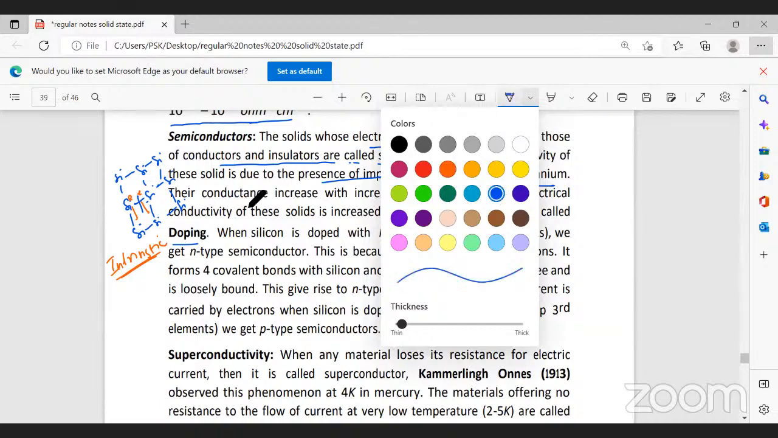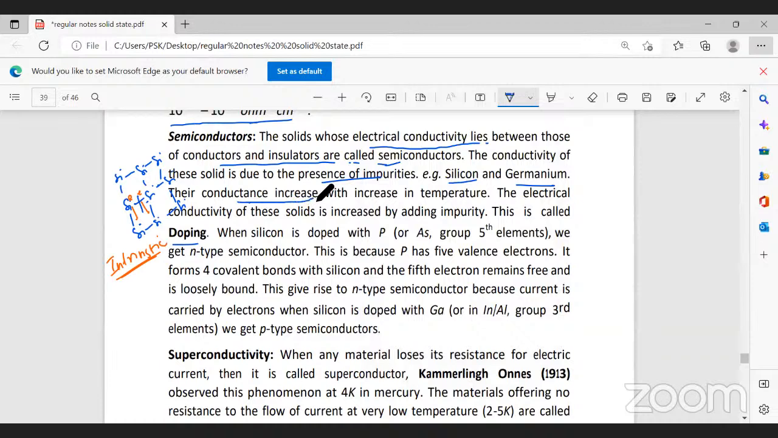But there's a statement we read here: the conductance increases with increase in temperature. I told you this. The electrical conductivity of these solids is increased by adding impurity. So when an impurity is added, we call that doping. Doping means addition of impurity.